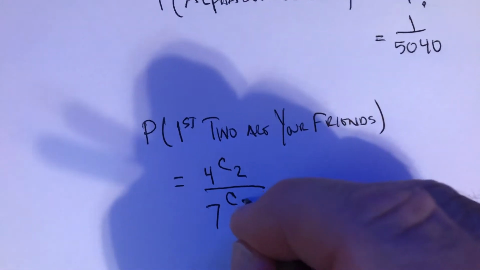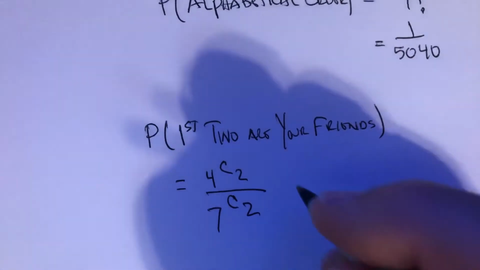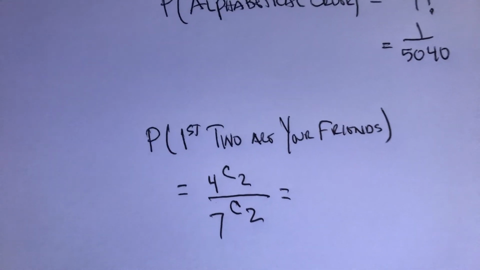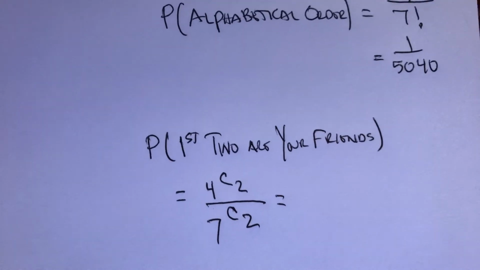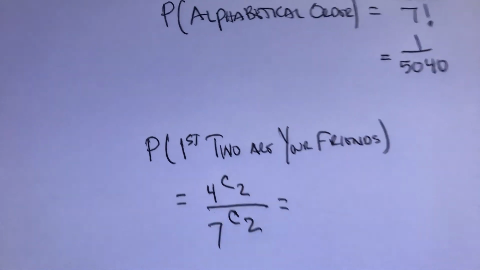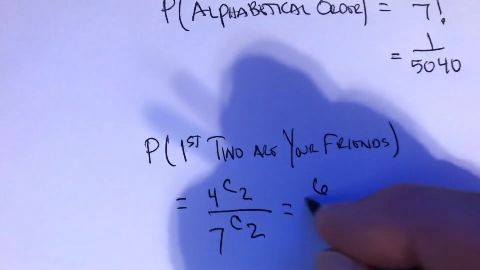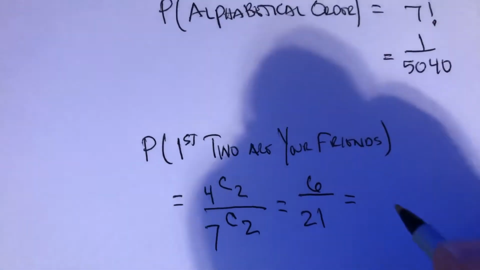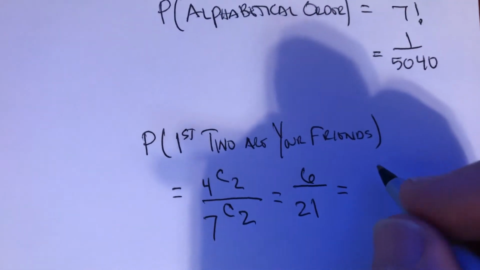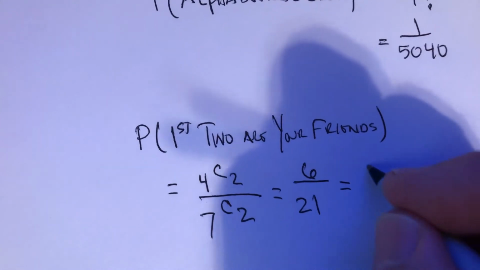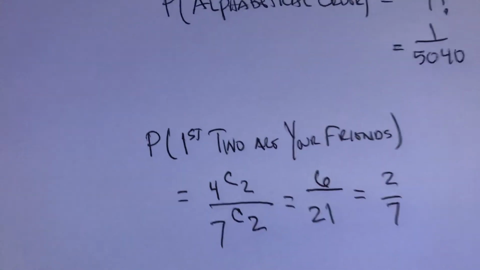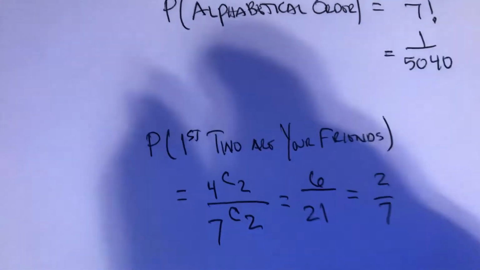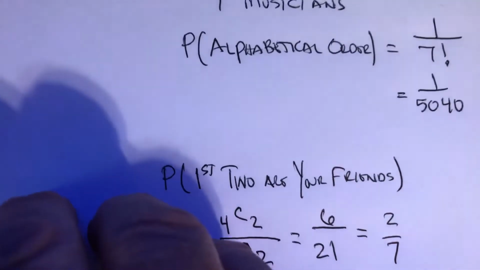And there's 7 C 2 different combinations of 2 performers. This will be 6, this will be 21. We reduce that fraction, that'll be 2/7. All right, so that's how you calculate probabilities.